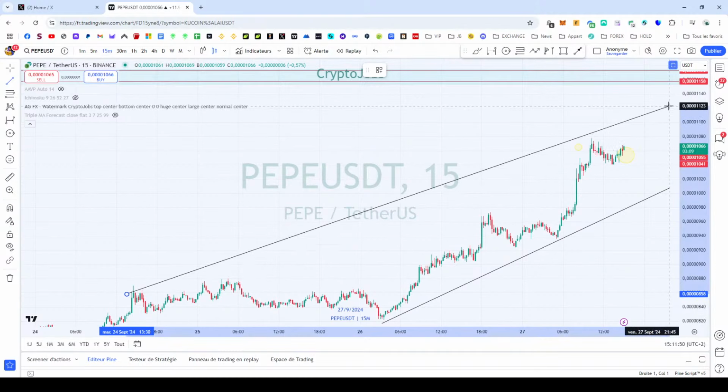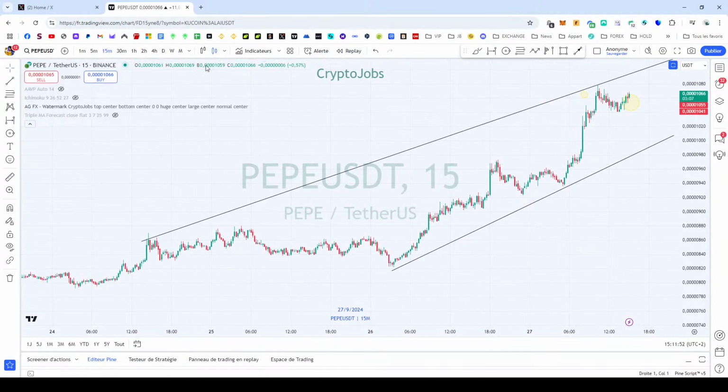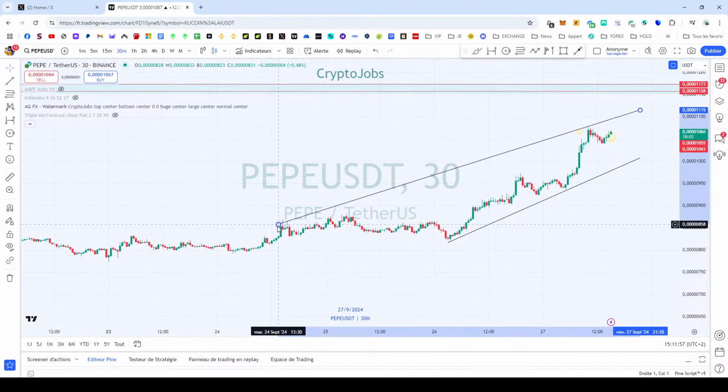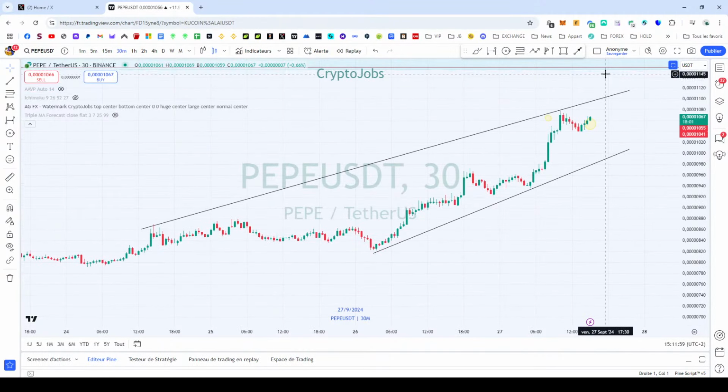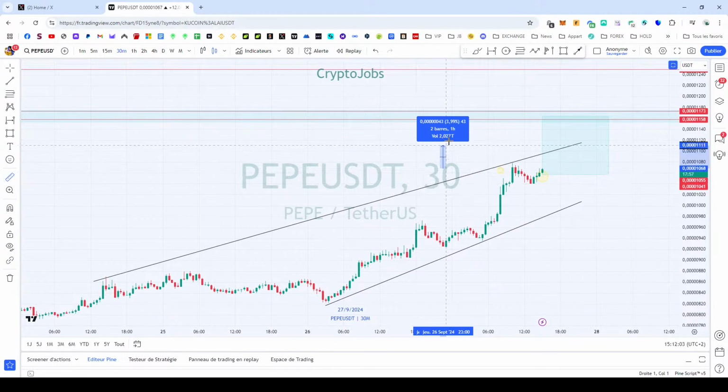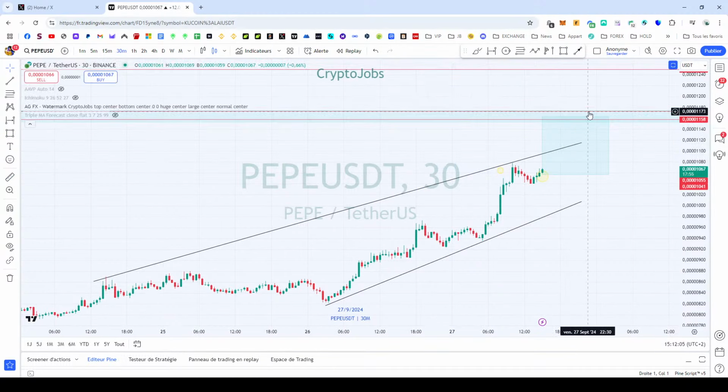Okay, maybe I will try to see if there is a channel like that. So I think Pepe has the potential to move another 8%, 10% towards 0.018 and 0.0115.